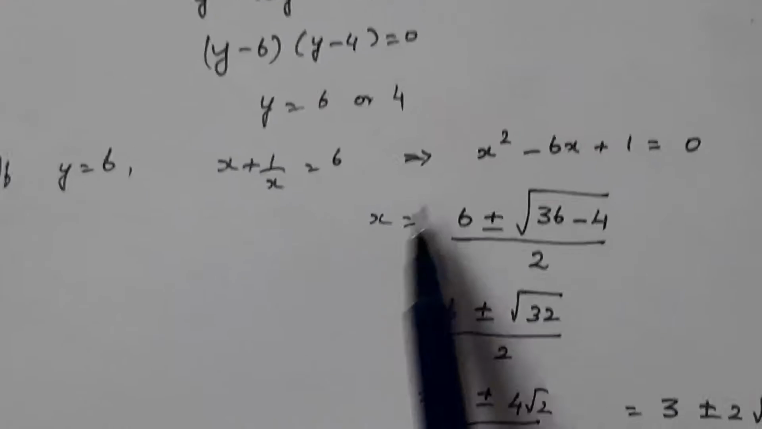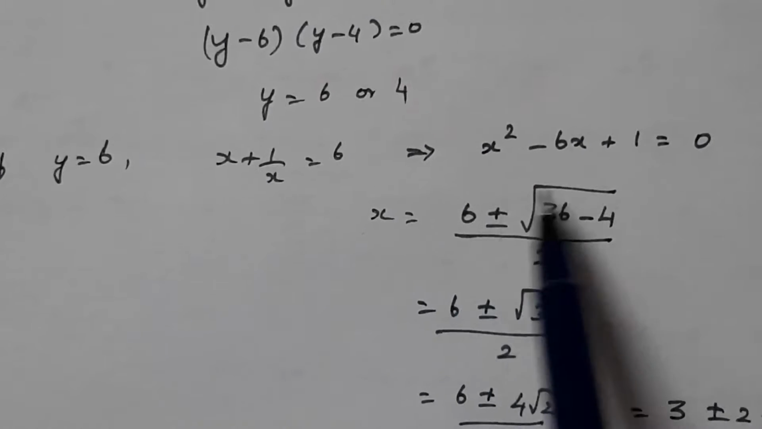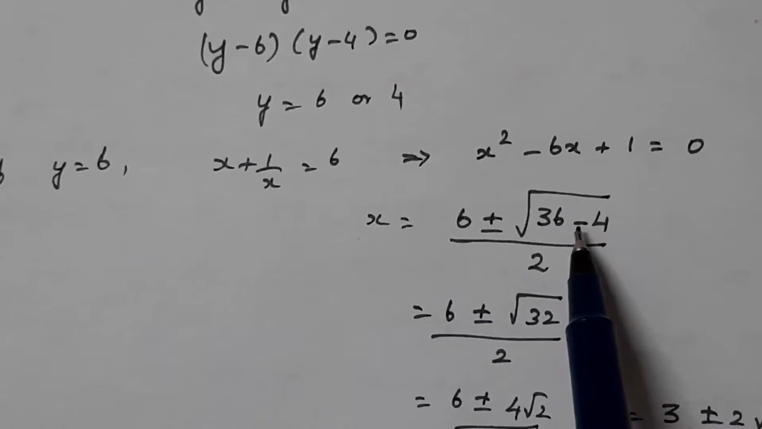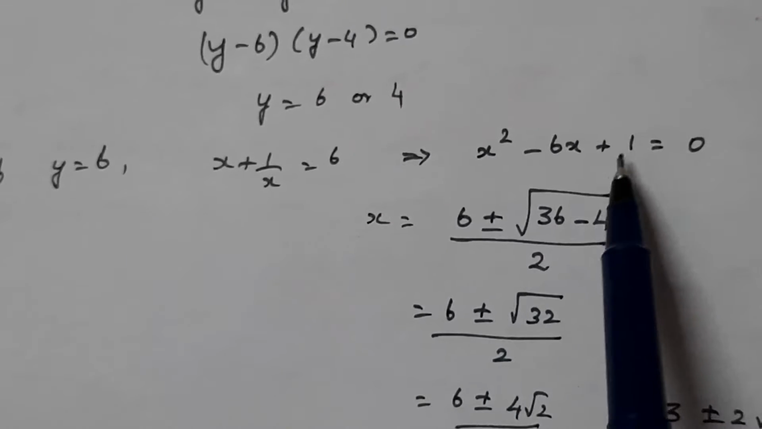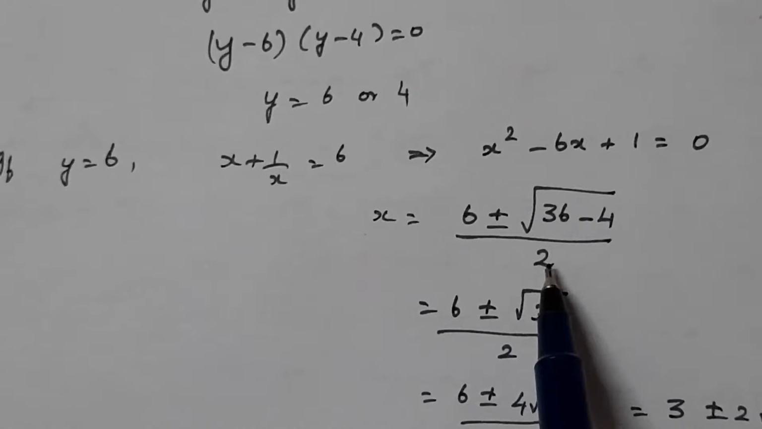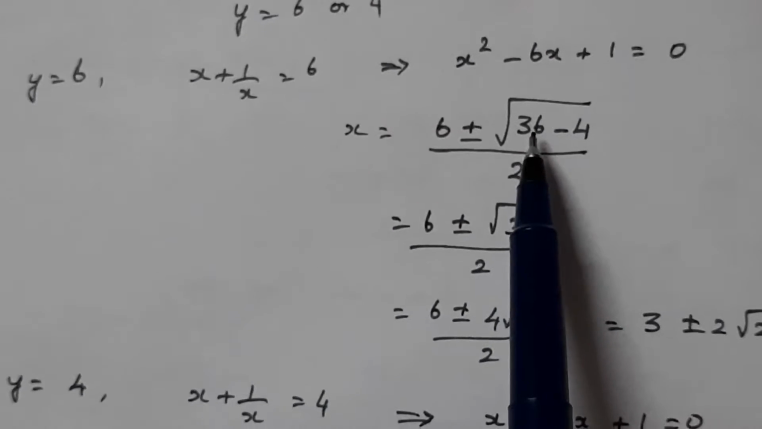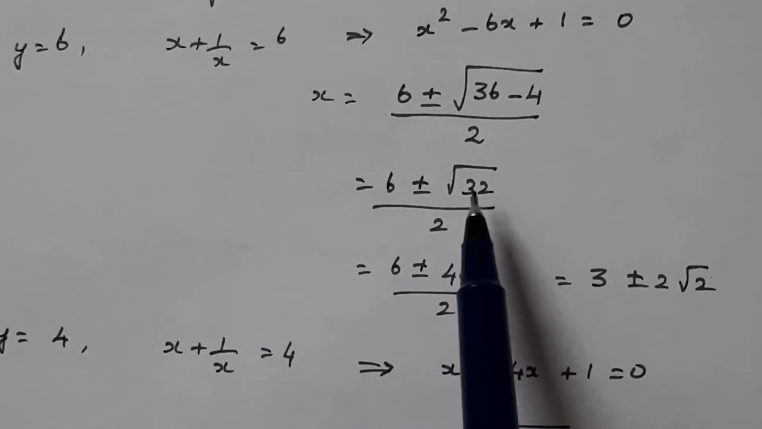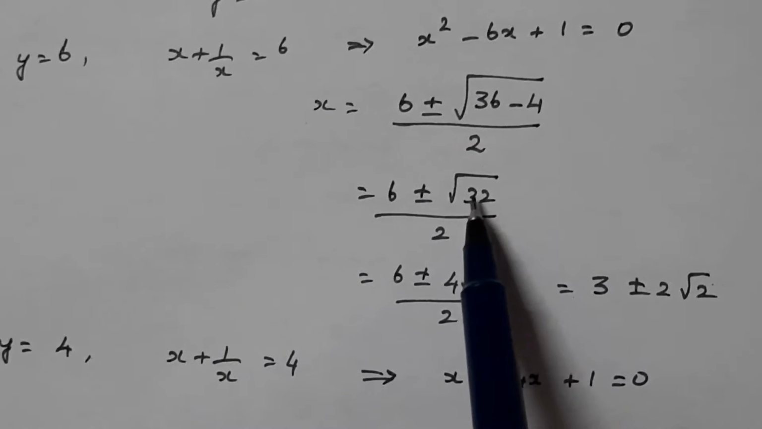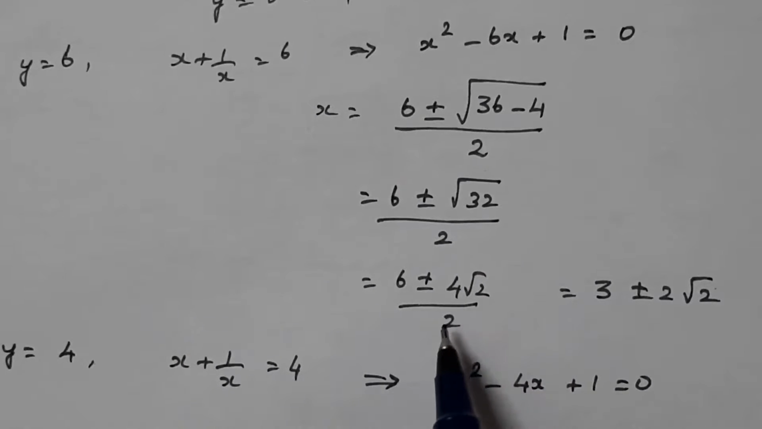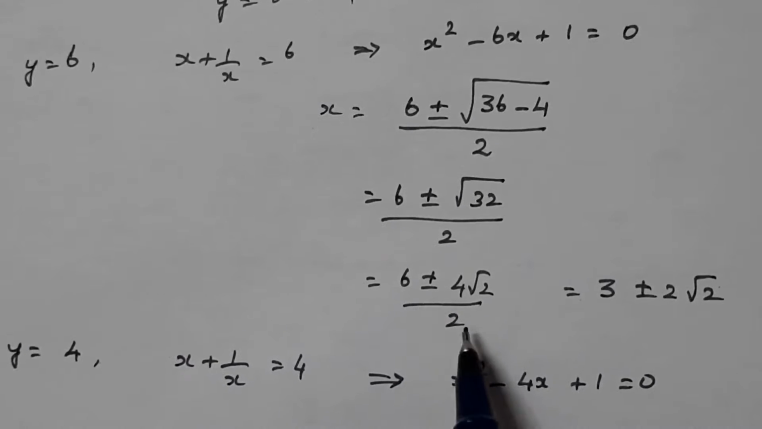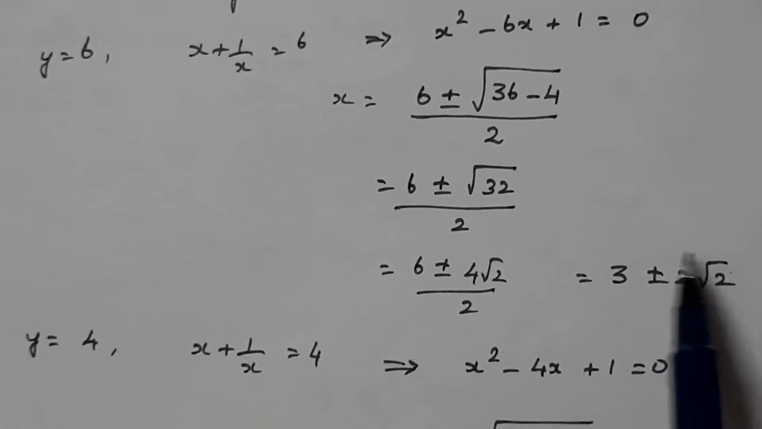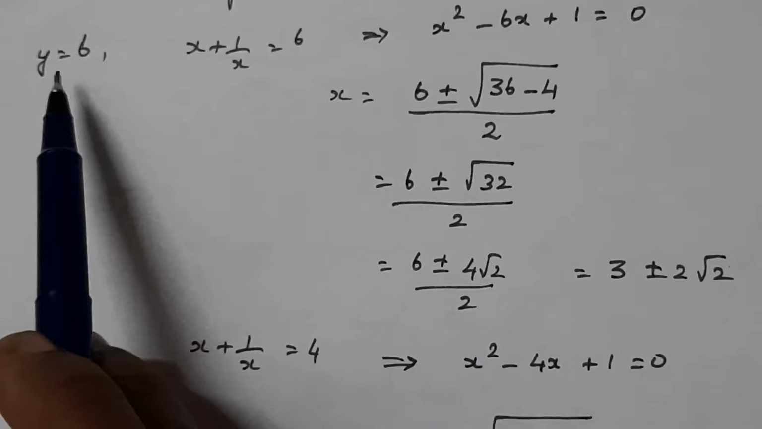On applying the formula to get the value of x, x will be equal to minus b, that is minus of minus 6, plus or minus root of b squared, that is 36, minus 4ac. So minus 4 into 1 into 1, that is minus 4, divided by 2a, that is 2 into 1, 2. So 6 plus or minus root of 36 minus 4 is 32, divided by 2. But 32 can be split up as 16 into 2, and the root of 16 is 4, therefore 6 plus or minus 4 root 2 divided by 2. Taking 2 common and cancelling throughout by 2, we have the roots as 3 plus or minus 2 root 2. So these are the two solutions obtained by taking y as 6.